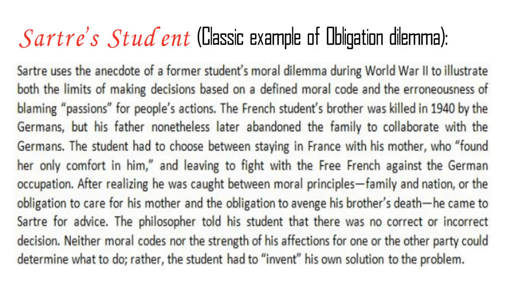The philosopher told his student that there was no correct or incorrect decision. Neither moral codes nor the strength of his affections for one or the other party could determine what to do. Rather, the student had to invent his own solution to the problem. On the other hand, the famous Sophie's Choice mentioned earlier is a classic example of prohibition dilemmas.